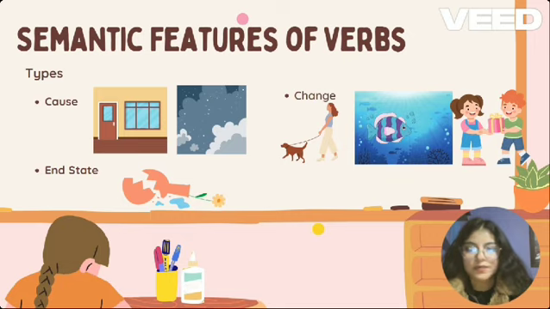We have types. The first is cause. Verbs like lighten, darken, and kill imply causing something to happen. For example, the sun lightens the room and clouds darken the sky.